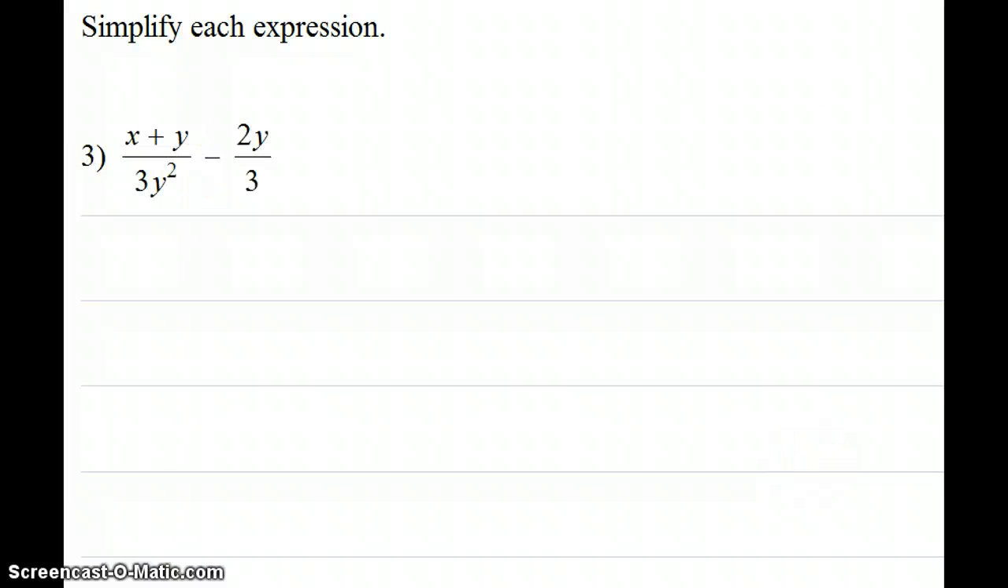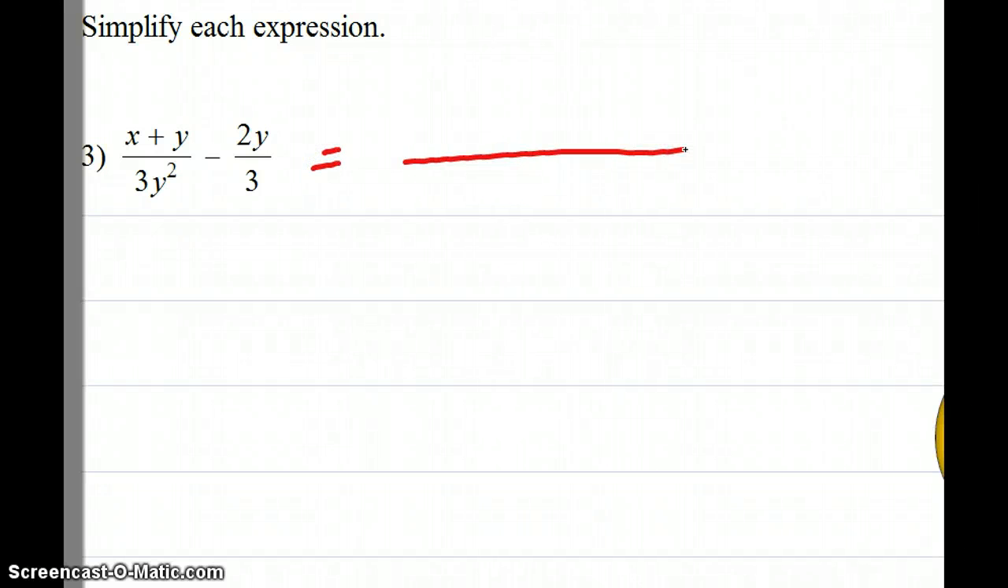Number 3 is a subtraction problem, but remember the rules are the same if we have a subtraction or an addition problem. It doesn't matter. We just make sure that we have a common denominator first. So you can see that the 3 is common in both of these, so we'll have a 3 as my common denominator. We don't have a y squared in both, so that will become part of my common denominator.